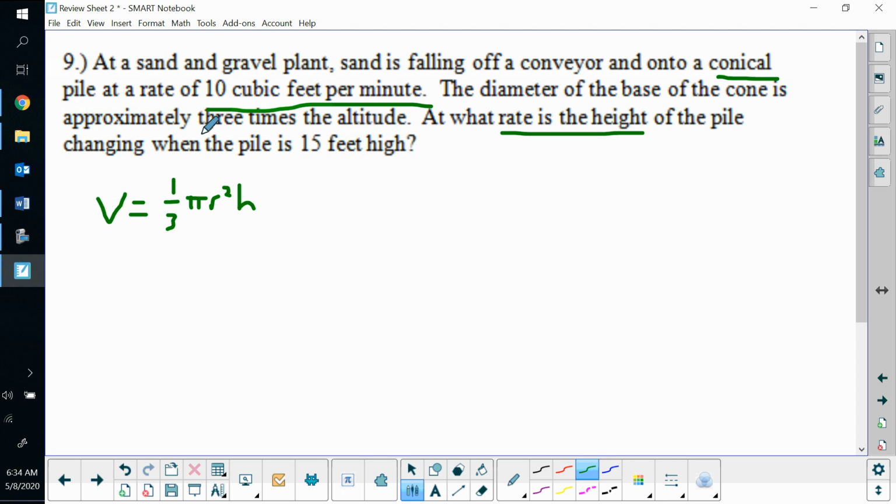So luckily they tell us something about the radius. They said the diameter of the base is 3 times the altitude. So d is equal to 3h. Well, diameter is twice the radius. So that means 2r is equal to 3h. And if we divide the 2 over, that means r is really 3/2 h. So we can replace our r with a 3/2 h.